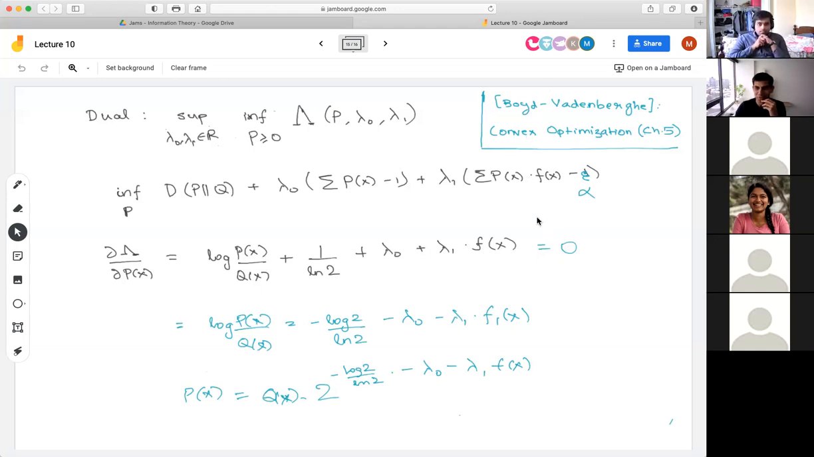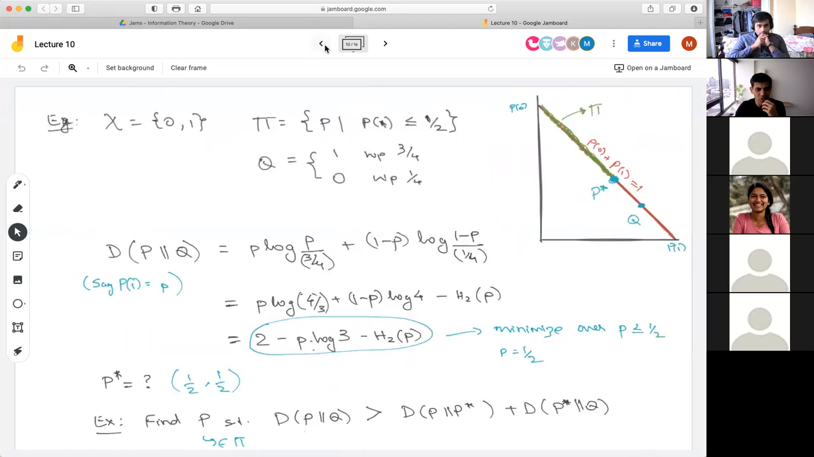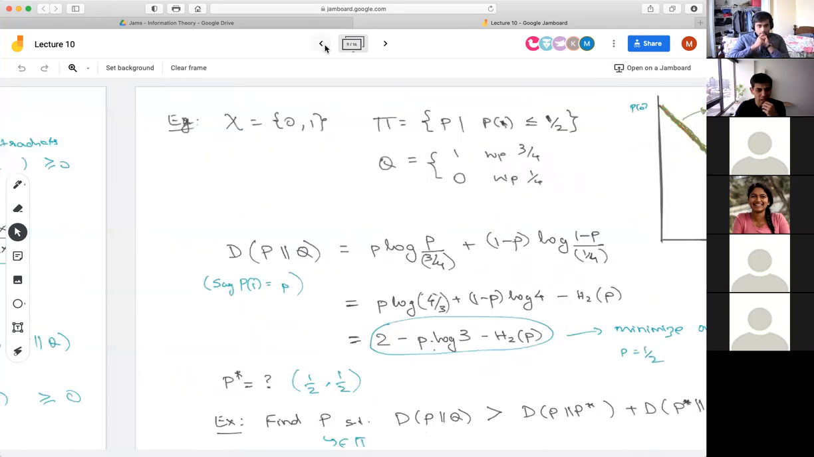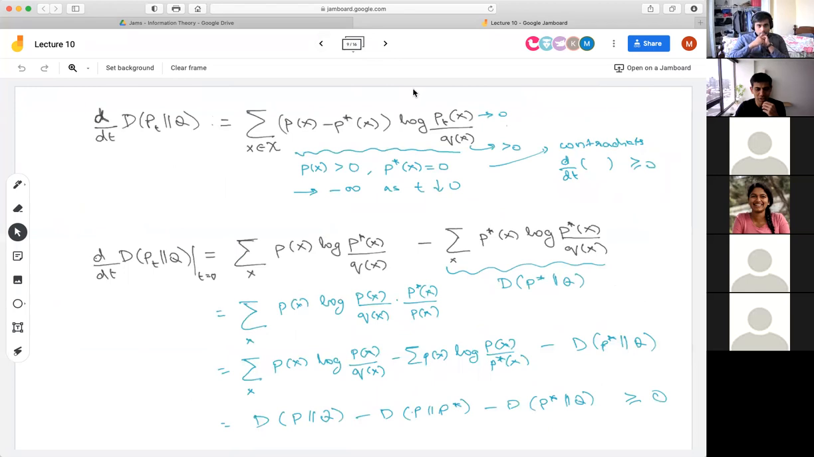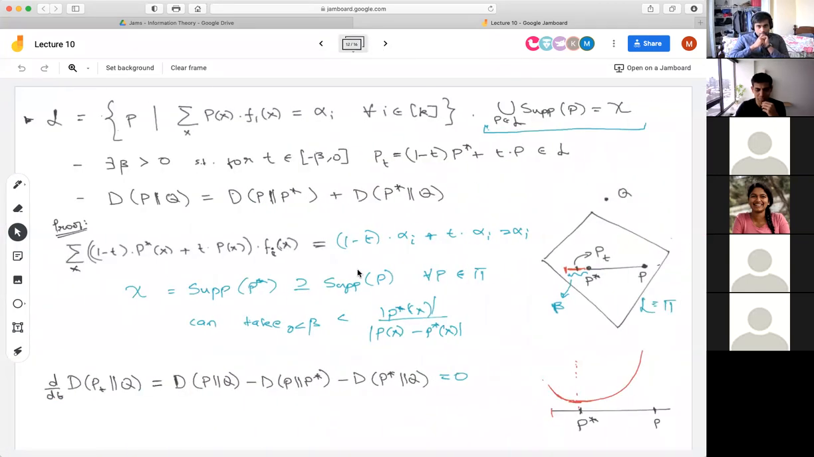Can I ask you to go back to this point about the KL divergence being 0, sorry, the derivative of the KL divergence being 0? This one or the next one? Next one. Okay. This one? Yeah, I'm unclear as to where this conclusion comes from. Right.